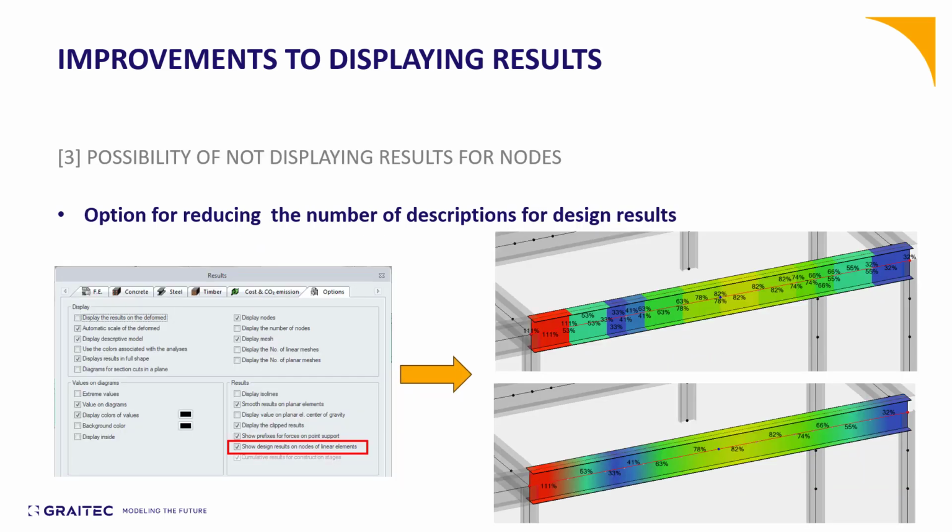The next improvement to displaying results is related to results from design checks, like work ratios. It's a new option in the results settings to decide whether to show values on nodes of linear elements. So it's just to see fewer values on the screen. In most cases, displaying values only for finite elements is sufficient.